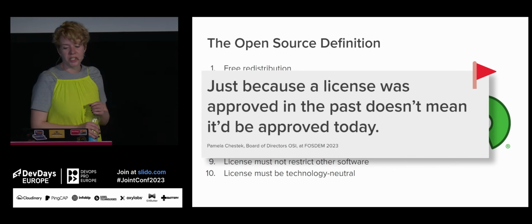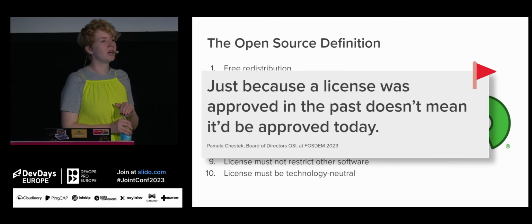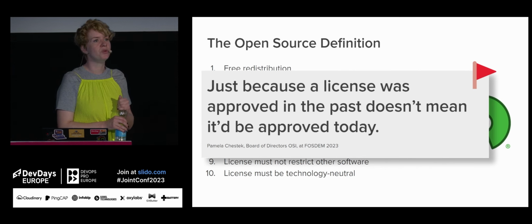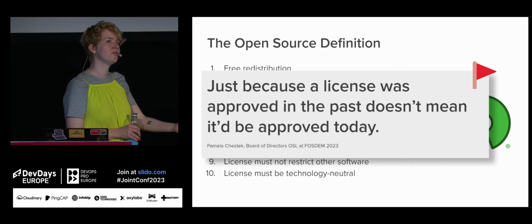So Pamela Chestek, who is a member of the board of directors of the Open Source Initiative and the current chair of the license committee there, introduced proposed changes to the license review process at the OSI at FOSDEM earlier this year. Who was at FOSDEM?